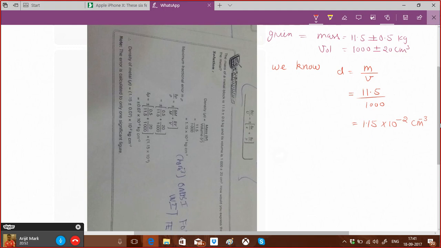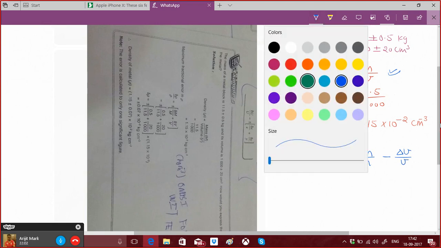Now they're asking for the maximum fractional error. So after this, the next step is to write the maximum fractional error with respect to this one: del d over d equals del m by m, and plus. Always remember I told you that either that will be in division, so I go step by step to confirm. Fractional error may be defined as this, and minus del V by V.